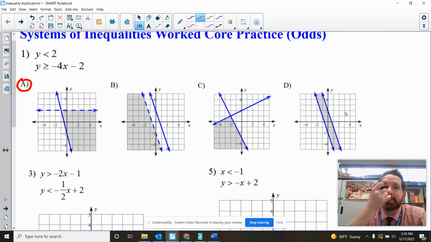But let's just continue to analyze how we know A is right and how we know B, C, and D aren't. Take a look at the inequalities. A less than and a greater than or equal. That means I should see one dashed line and one solid line. So right away, I can eliminate option C and option D just by looking at the types of inequalities. And as far as the last one, y greater than or equal to negative 4x minus 2 means I should have a line that crosses the y-axis at a height of negative 2. Well, both of these do.